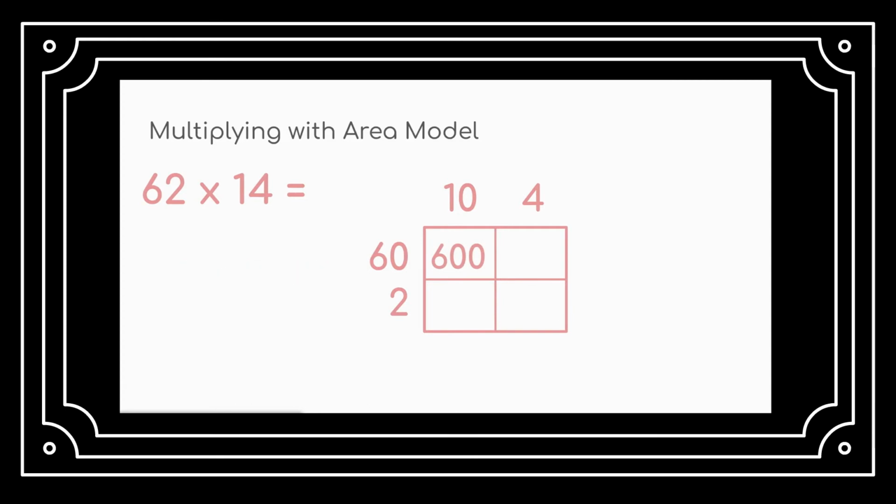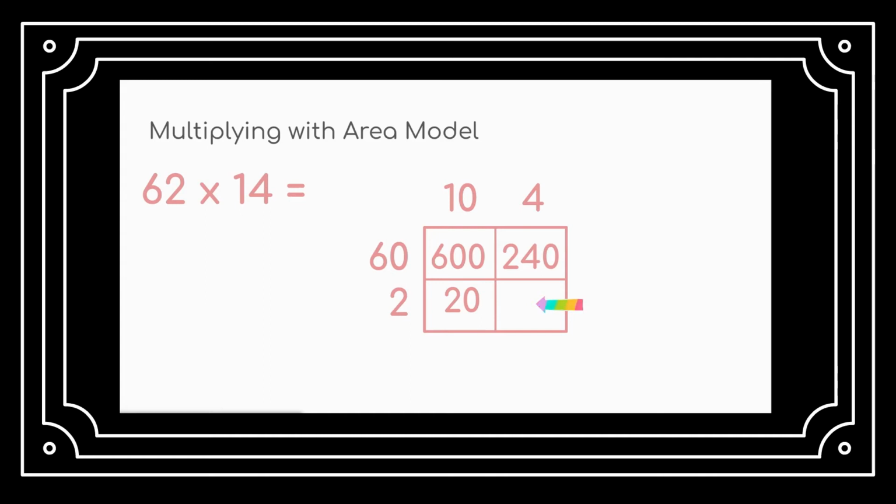Let's do that again and focus on multiplying 2 times 10 and writing the answer here. 2 times 10 equals 20. Let's now multiply 60 times 4 and write the answer here. 60 times 4 is 240. Let's do that one more time and focus on multiplying 2 times 4 and writing the answer here. 2 times 4 equals 8.